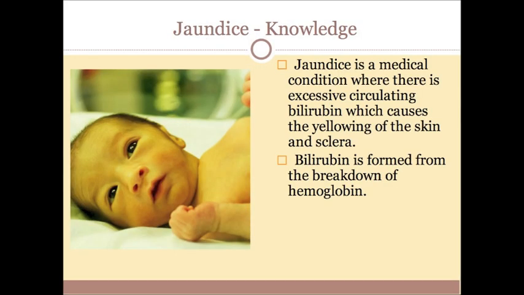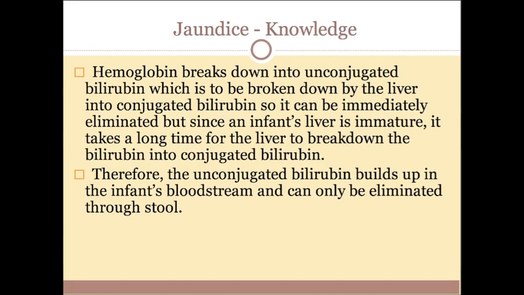Jaundice is a medical condition where there is excessive circulating bilirubin, which causes the yellowing of the skin and sclera. Bilirubin is formed from the breakdown of hemoglobin. Hemoglobin breaks down into unconjugated bilirubin, which is to be broken down by the liver into conjugated bilirubin, so it can be immediately eliminated. But since an infant's liver is immature, it takes a long time for the liver to break down the bilirubin into conjugated bilirubin. Therefore, the unconjugated bilirubin builds up in the infant's bloodstream and can only be eliminated through stool.